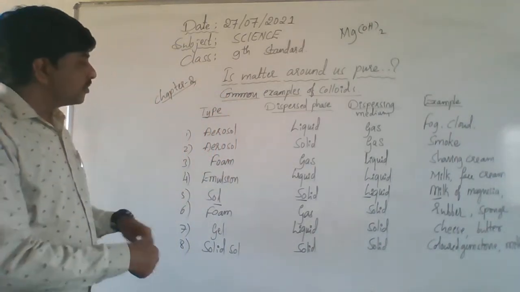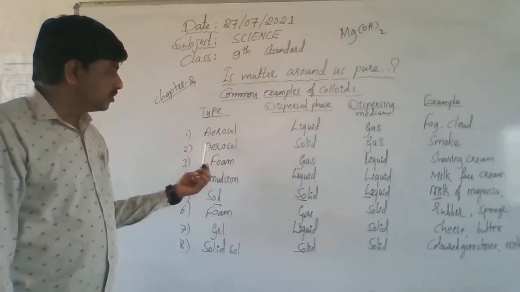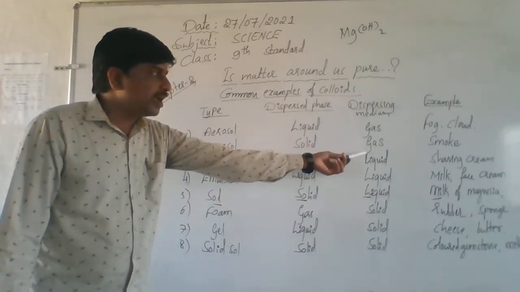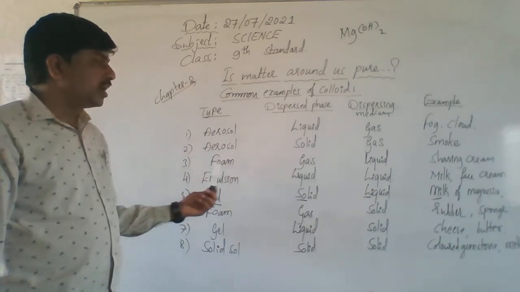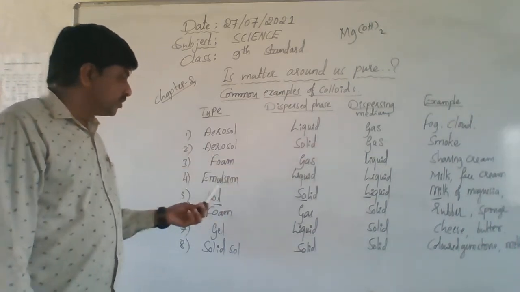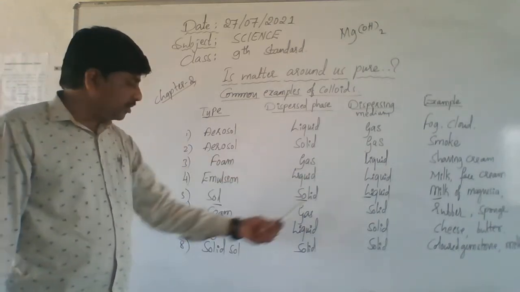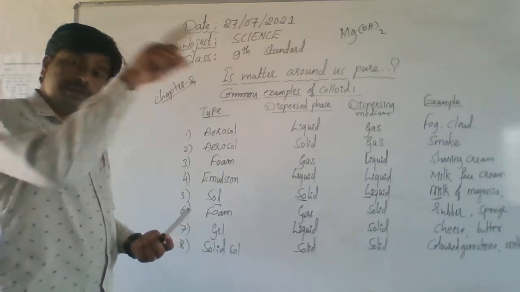Understand? See, the first type is aerosol, liquid in gas. Second aerosol is solid in gas. Totally the medium is gas, but here the phase is liquid and here the phase is solid. And foam means gas in liquid. Emulsion means liquid in liquid. Sol means solid in liquid. Foam means gas in solid. Gel means liquid in solid.